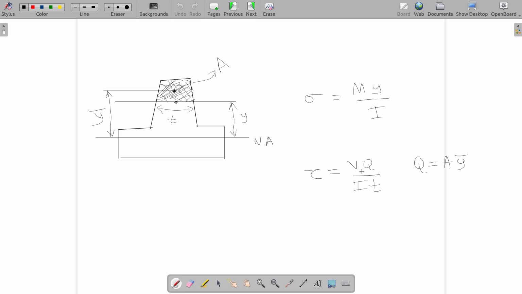Q makes all the difference in case of shear stress. Q is equal to A y bar, where A is the area above the point for which you are calculating the shear stress. So that area becomes smaller when the point goes far from the neutral axis, and it becomes zero at the topmost point. Similarly, for the points below neutral axis also the same thing happens. The shear stress becomes zero at the bottommost layer, and it will have maximum value at the neutral axis.